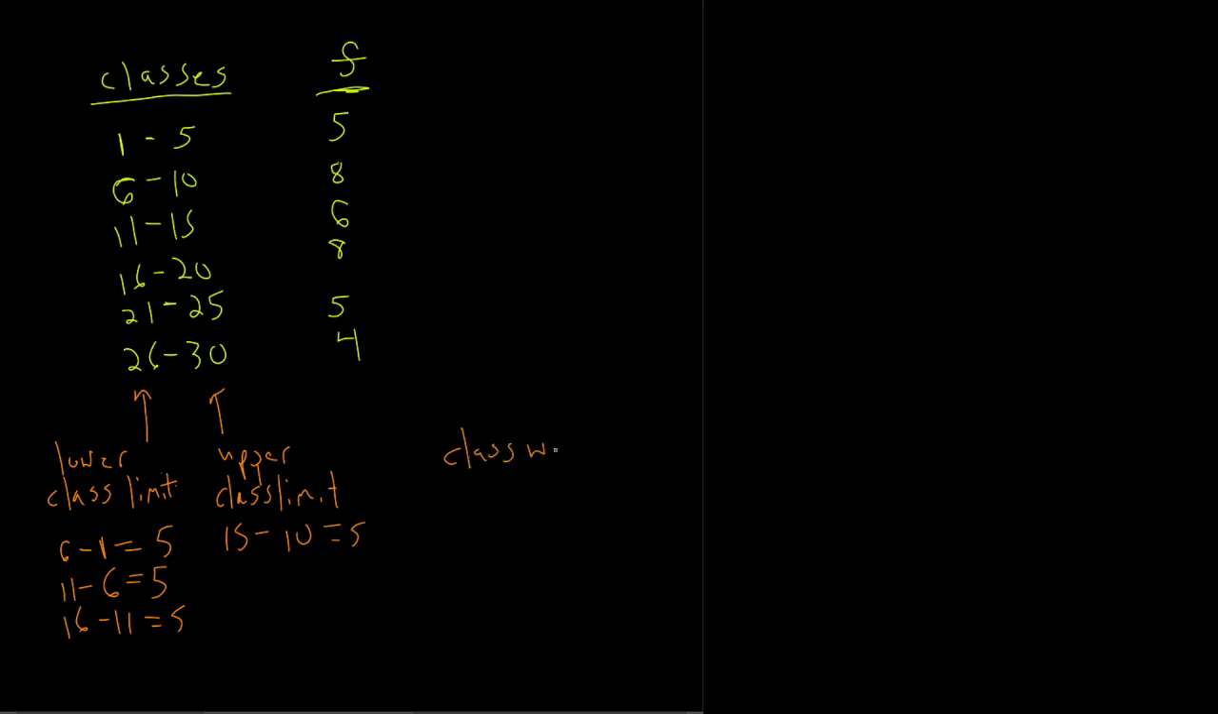And the class width is the difference between adjacent class points. So if there's a midpoint, which we'll learn later, the difference between two classes' midpoints will be the class width. For right now, we're looking at adjacent limits. The difference between any adjacent upper limits is 5. And that's the width of the data, or the class width.